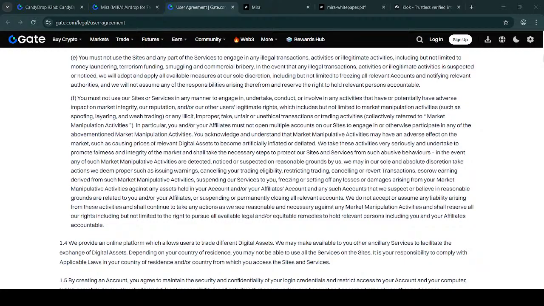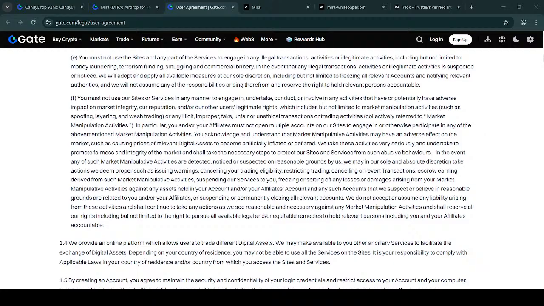So you and your applicants must not open multiple accounts on our site and engage in or participate in any other market manipulative activities. You acknowledge and understand that market manipulative activity may have an adverse effect on the market, such as the closing price of the relevant digital asset becoming artificially inflated or depleted.